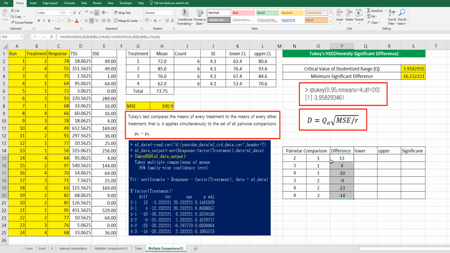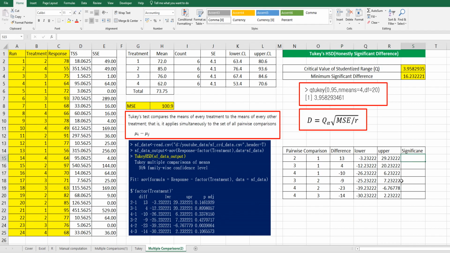Alright, let's get lower and upper. So difference minus minimum significant difference. So press F4. Yeah, we can use this formula for upper, but we need to change minus to plus. Right. So this result is same as this one.